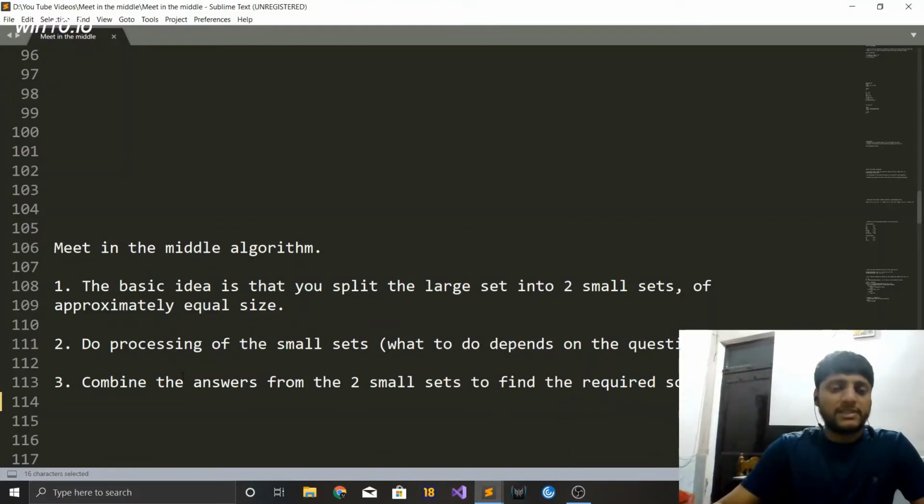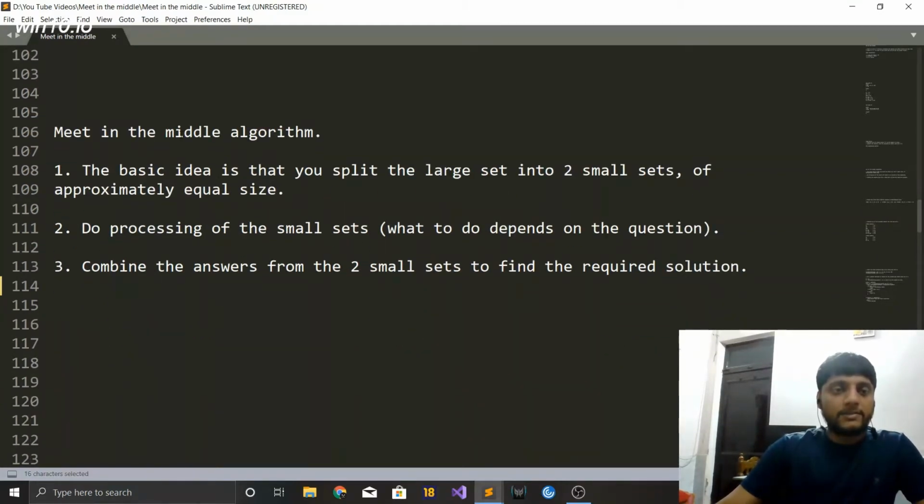This is somewhat similar to recursion, but in recursion what we do is keep on dividing the given input until we reach a terminal condition. But in the meet in the middle algorithm, we only do that once, and we always try to divide it into sets of approximately equal size. In the worst case, the size can differ by only one, where the number of elements is odd.